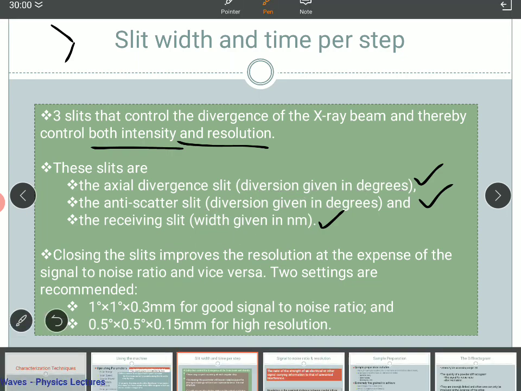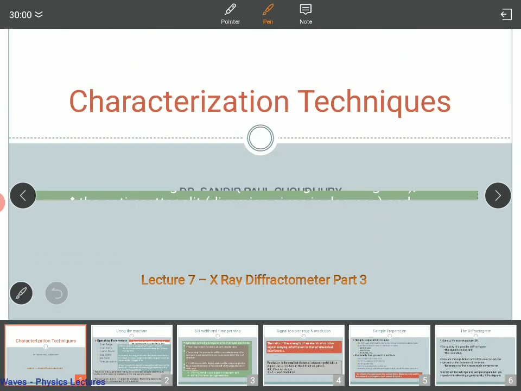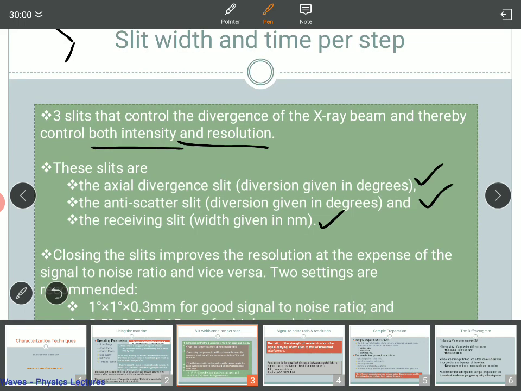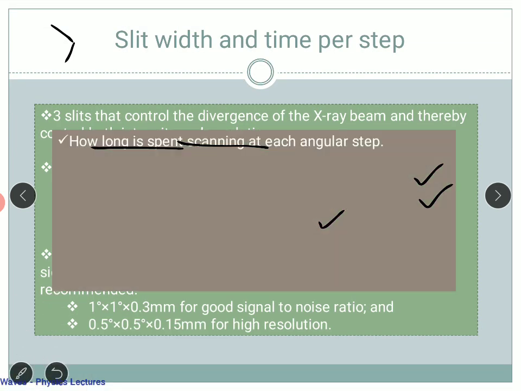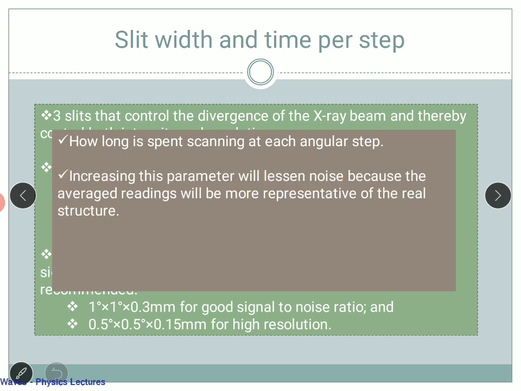Next we have got time per step. So how long is spent scanning at each angular step? If you have got the angular step, how much time should it spend at each step? That is important. If you want to get a very good, intense peak, you need to spend more time on a particular angle.